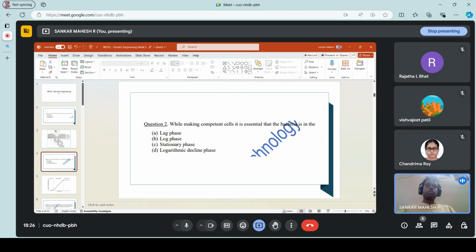Does anyone want to answer this question? Sir, you can start with the right option itself. It's a straightforward question. Option B. Okay, why do you think it's the log phase? Because in that phase, cells start dividing very rapidly.